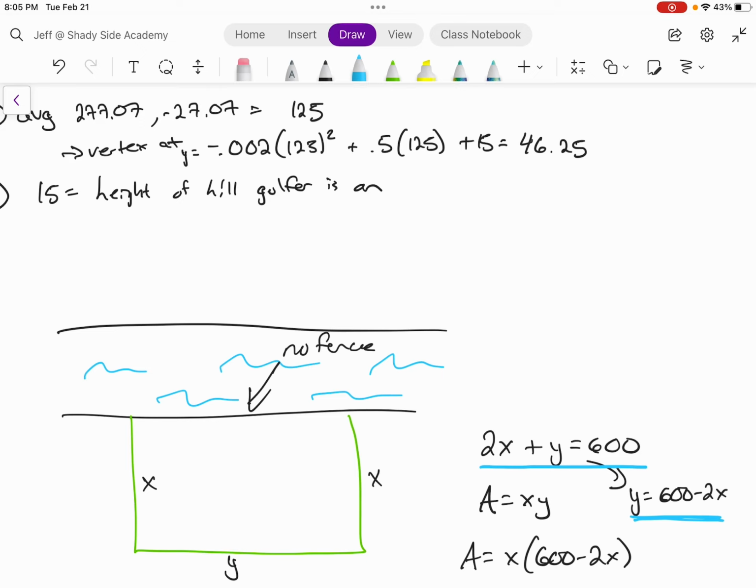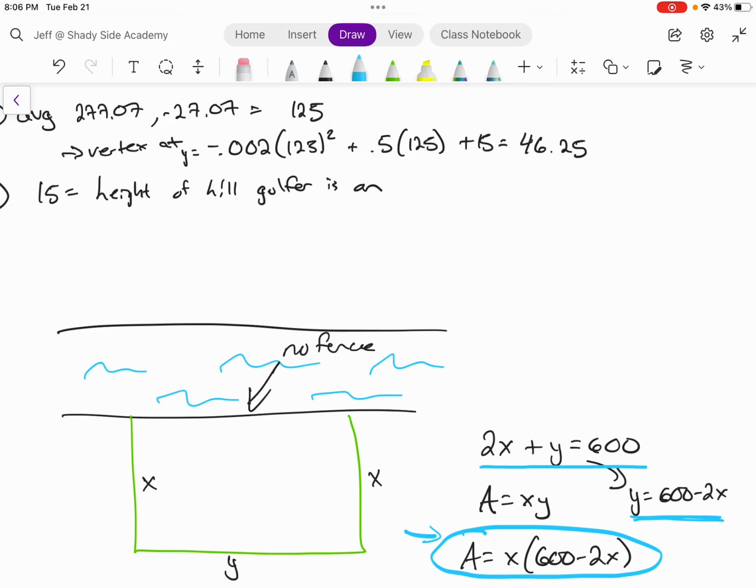And then we're ready to plug that into my area equation. Area equals x times y. So that yields this thing right here. If I plug in 600 minus 2x for y, you'll recognize that this ends up being a downward facing parabola because I'll have negative 2x times x, which is negative 2x squared, which is good because that means the area is going to have a vertex that serves as its maximum. So all we need to do is find the vertex of this parabola right here that's circled in blue.